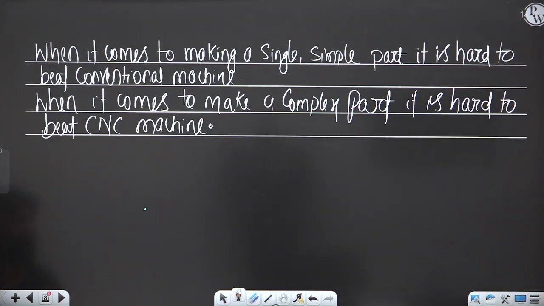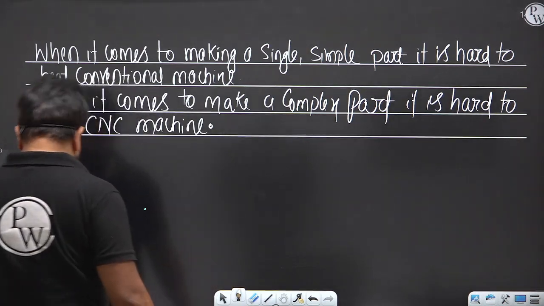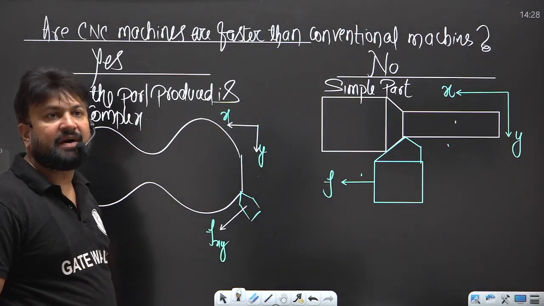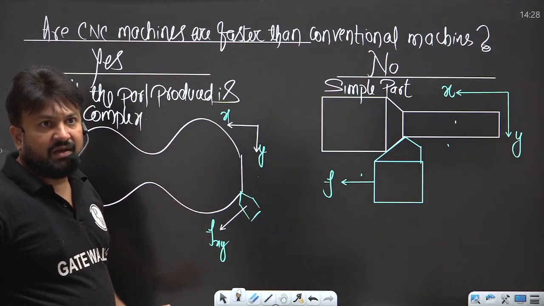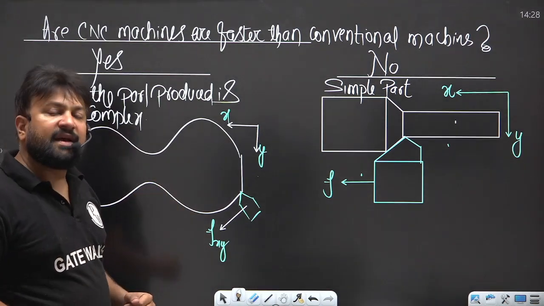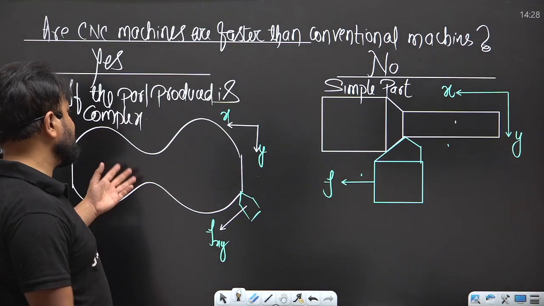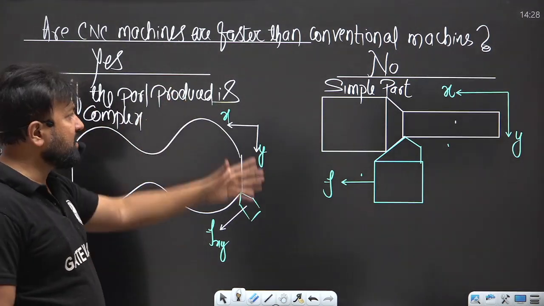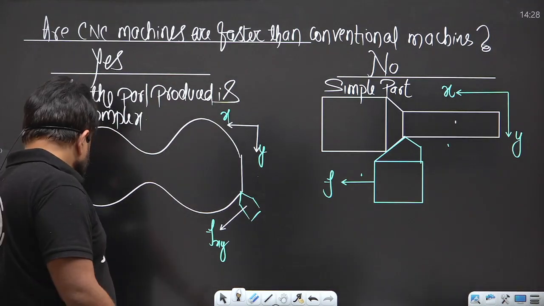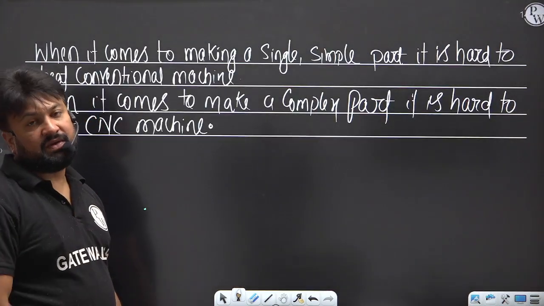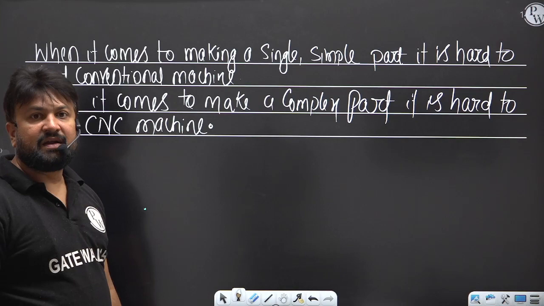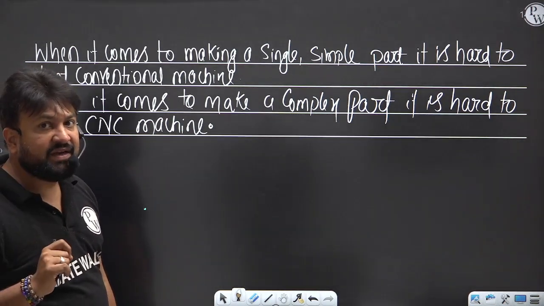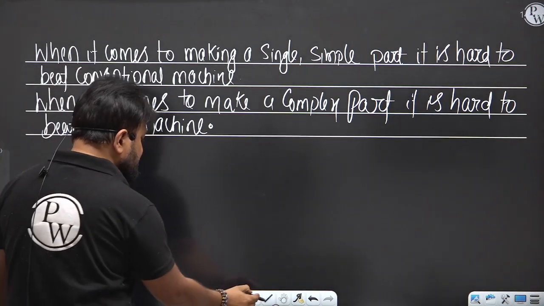Now again the question comes, sir, whether we produce a complex part or a simple part, let's say from CNC, what can you say about the accuracy? If you are producing a part in CNC or on a conventional machine, accuracy is very good in a CNC machine. So my question is, are CNC machines more accurate than conventional machines? The answer is yes.